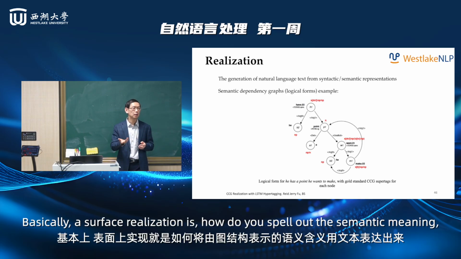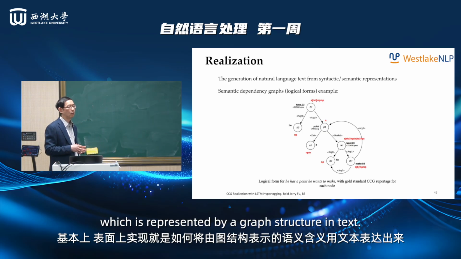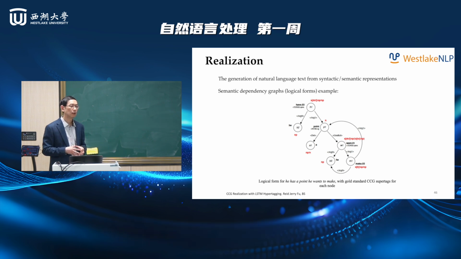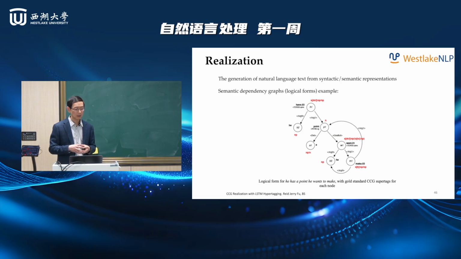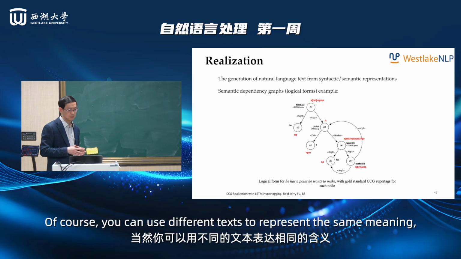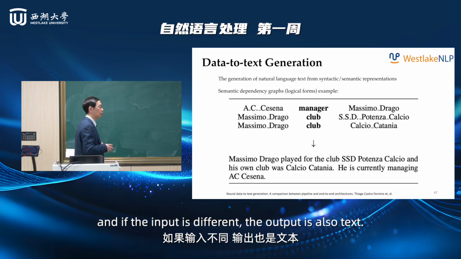Basically, surface realization is how you spell out the semantic meaning, which is represented by a graph structure, in text. This is the reverse of semantic parsing. Of course, you can use different text to represent the same meaning. And if the input is different, the output is also text.